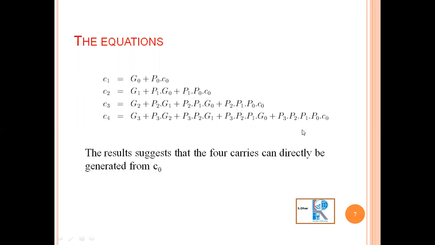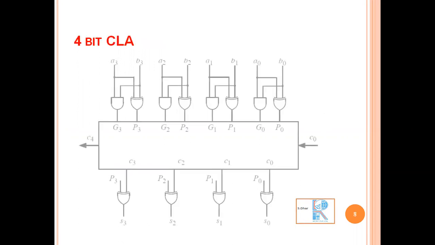What are the inputs? Inputs are nothing but A0, A1, A2, A3, B0, B1, B2, B3, and C0. That means all the carries are nothing but functions of A, B, and C0. Clear? That means the result suggests that the 4 carries can be generated directly from C0. It doesn't have to propagate. Clear? So this is the advantage of using the carry look ahead adder. It will be clear if I go to the circuit.